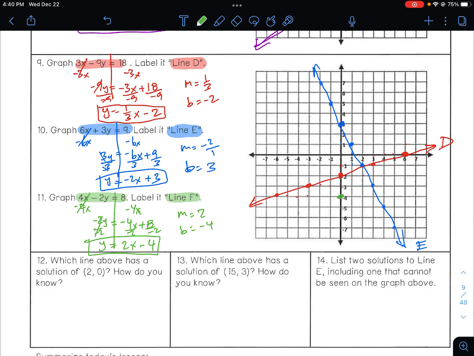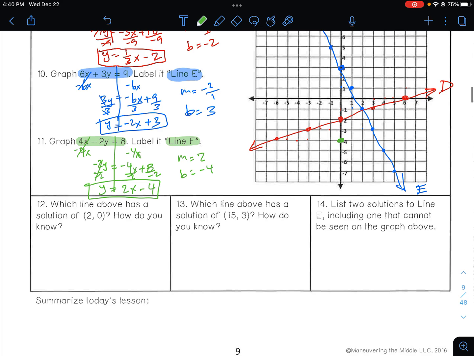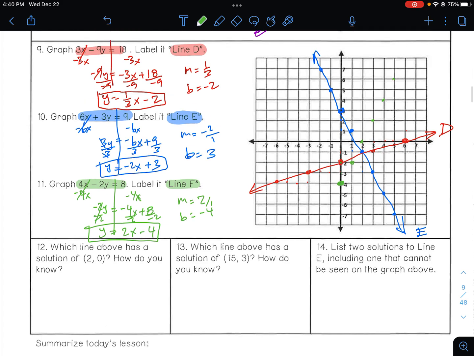Start at negative 4. Slope of 2 is 2 over 1, right? So rise 2, run 1. Rise 2, run 1. Rise 2, run 1. And they call this line F.